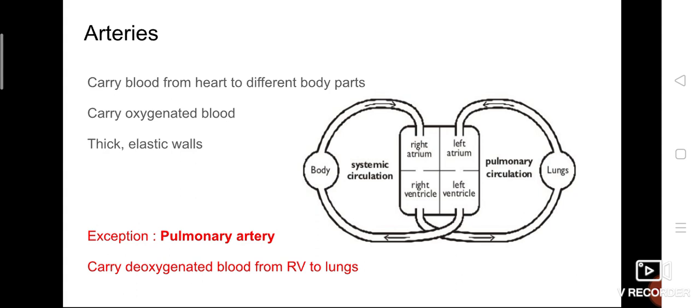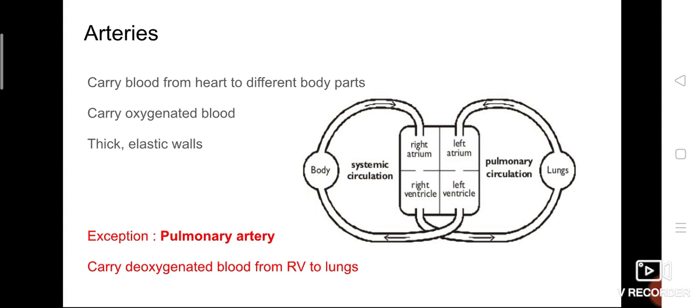Check the picture. In the last video also I gave the same picture. The center figure is the heart with 4 chambers, the right hand side is lungs, and the left hand side is body. Body represents different body parts. So arteries, what are they going to carry? They are going to carry blood from where? From the heart to different body parts.